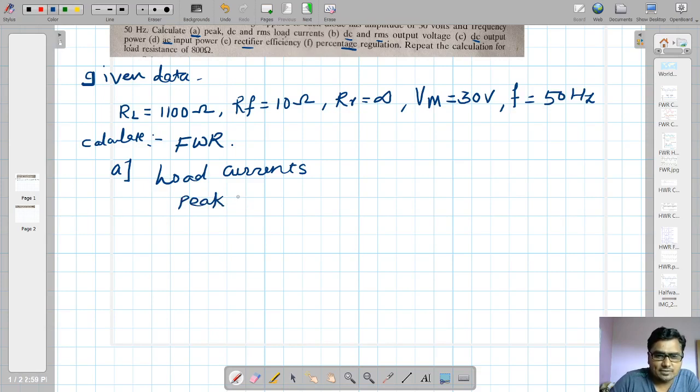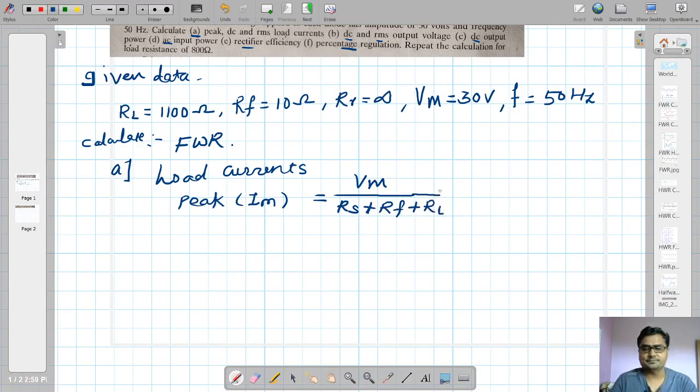Peak current means they want the value of Im. Now what is the equation for Im? Peak current is equal to what? We have already derived it. It is Vm divided by Rs plus Rf plus RL. You remember this equation? Im is equal to Vm divided by Rs plus Rf plus RL.